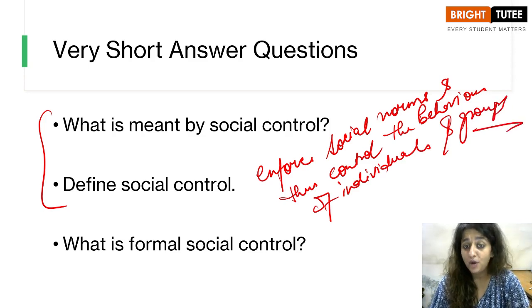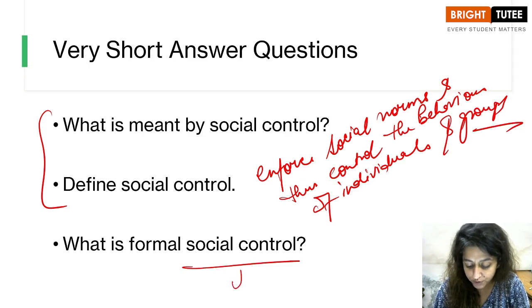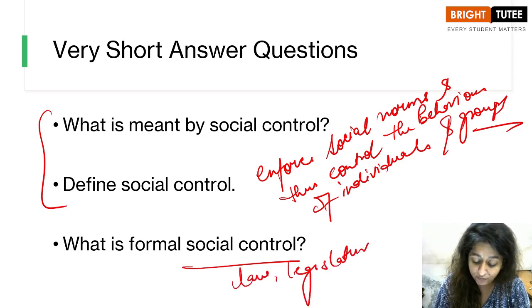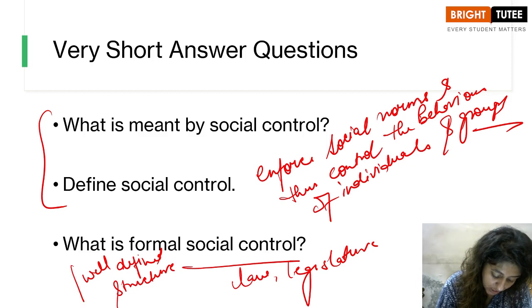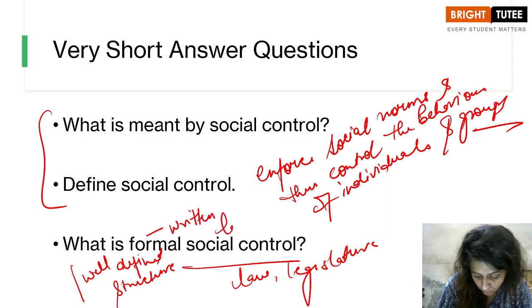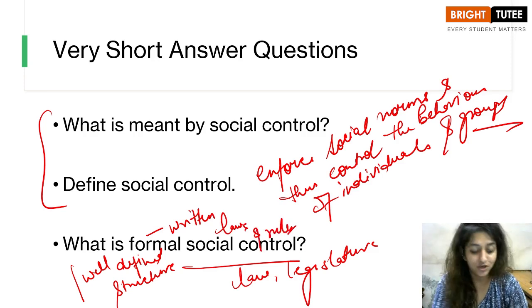Talking about what is formal social control, all the forms of law, legislature, which have a well-defined structure, and also something which consists of written laws and rules, make up a part of formal social control.